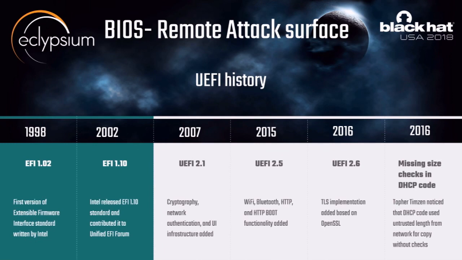And in 2016, we have a publicly disclosed vulnerability in the core code, which is also called Tianocore, where Topher Timzen discovered there is a missing size check in a DHCP packet. The interesting fact about that is there was a check, it wasn't an assert. They fixed that.